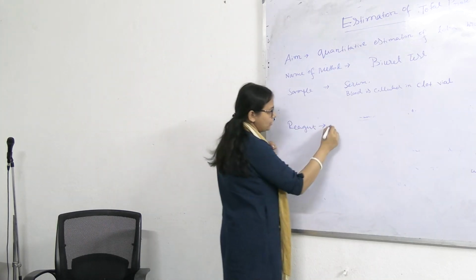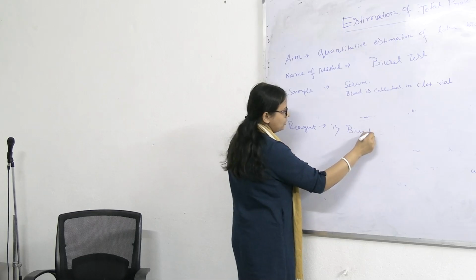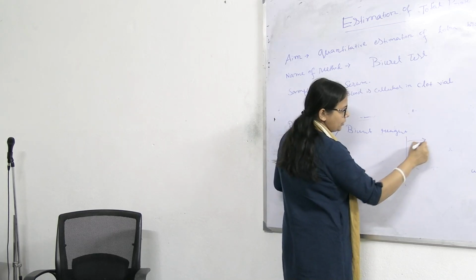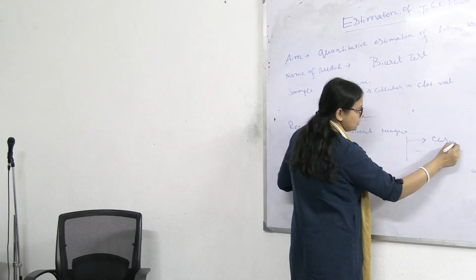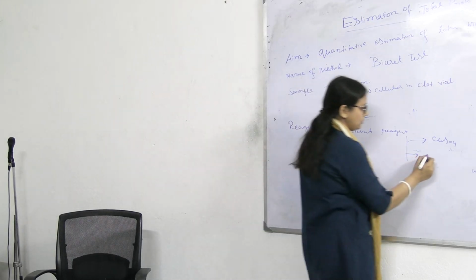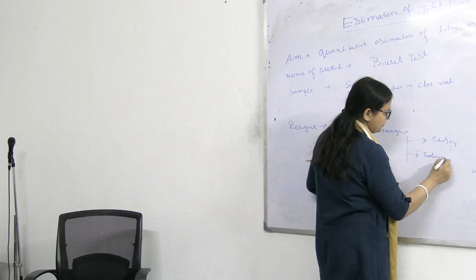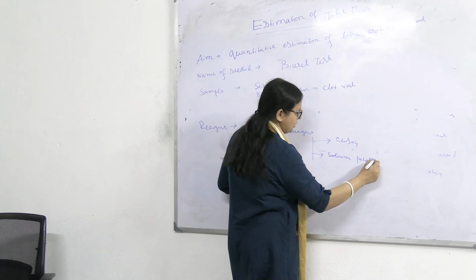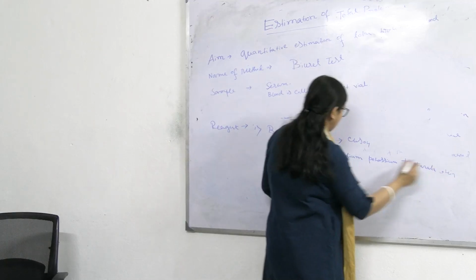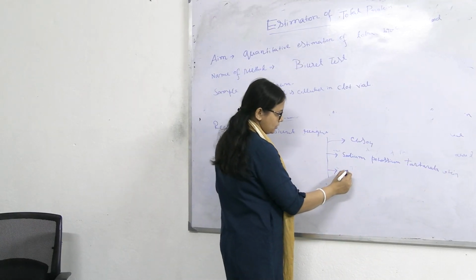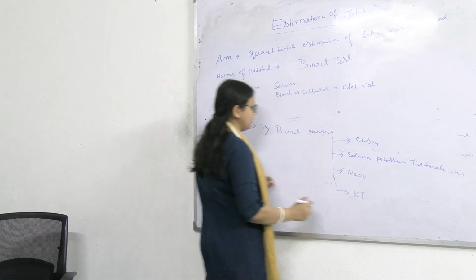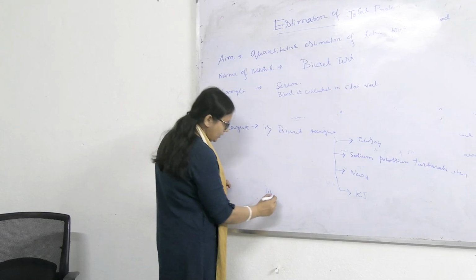What will be in the Biuret reagent? Number 1, copper sulfate CuSO4, then sodium potassium tartrate, then NaOH, then KI, that is potassium iodide, and in the kit they also provide a standard solution.